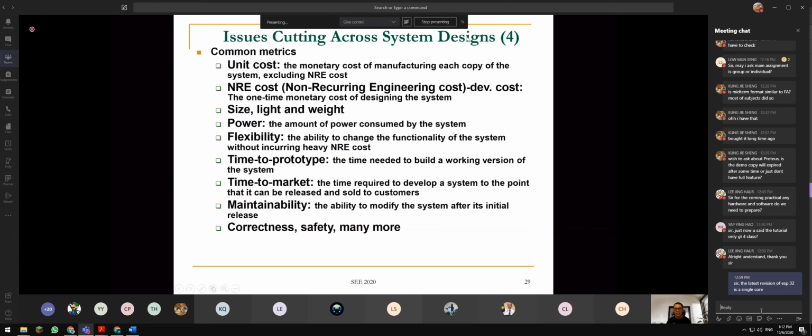Okay, so finally, these are some of the common metrics. You also need to know some of the things that are important as well. Unit cost. So unit cost means how much the cost of one product per unit. Okay, this is just the manufacturing cost, excluding the non-recurring engineering cost. Okay, unit cost basically means manufacturing cost. NRE is the development cost.